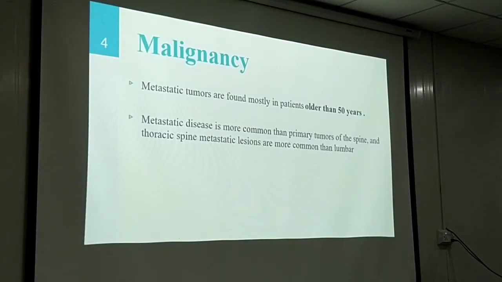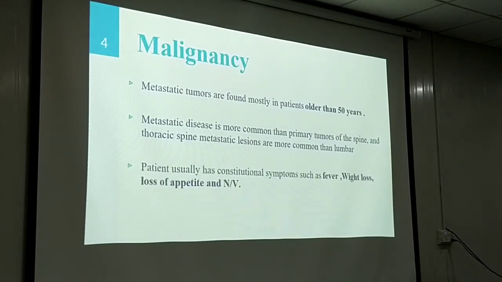Malignancy includes metastatic tumors, which are found mostly in patients older than 50 years. Metastatic disease is more common than primary tumors of the spine, and thoracic spine metastatic lesions are more common than lumbar. Patients usually have constitutional symptoms such as fever, weight loss, loss of appetite, and nausea and vomiting.